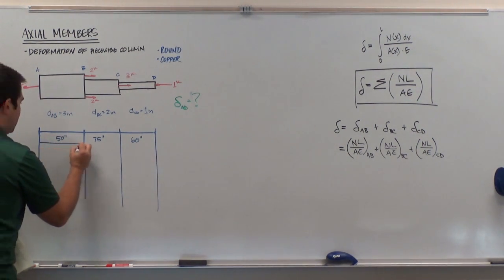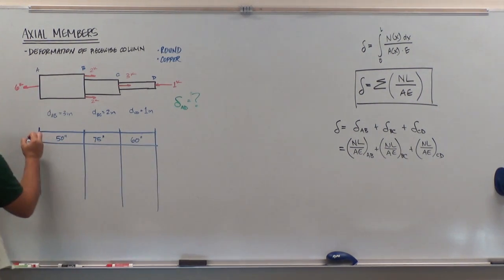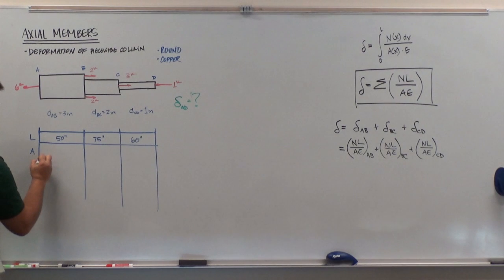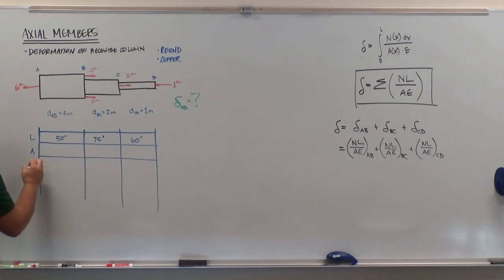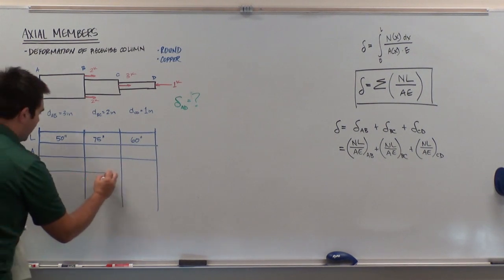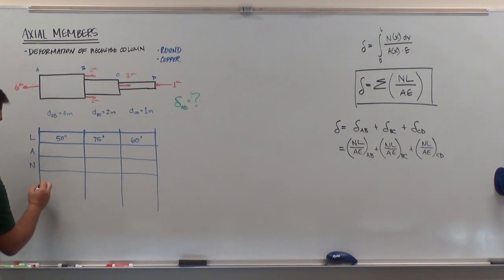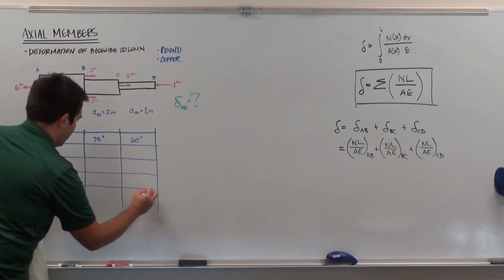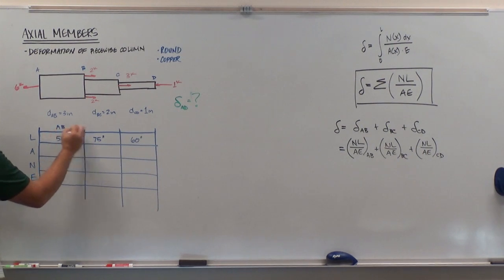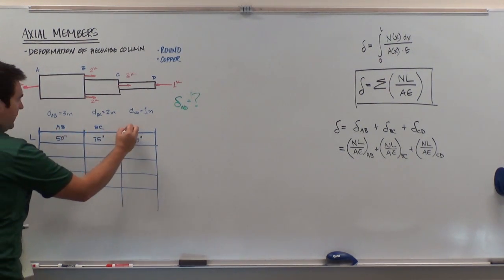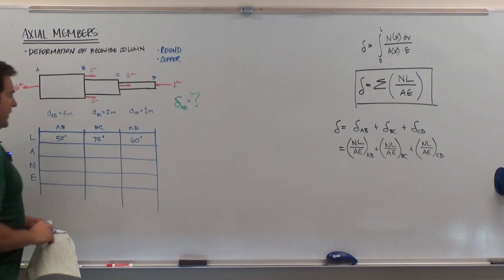This first entry is the length. We also need to keep track of the cross-sectional area. We'll calculate that in a minute. I need to keep track of the internal normal force as well too. We'll calculate that in a minute as well. And we also need to keep track of the modulus of elasticity, E. And again, this is member AB, this is member BC, and this is member CD.